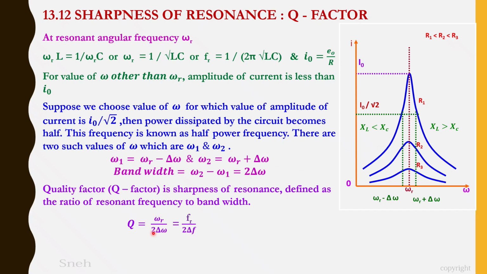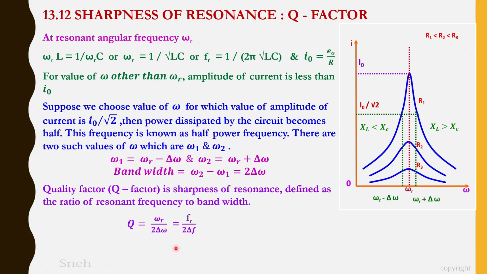Now as I have written this in terms of angular frequency, the same thing I can write in terms of frequency. Q is given by f_R, that is the resonant frequency, divided by the bandwidth. Bandwidth is 2 delta f. See here, if I write 2 pi f, here also I'll write 2 pi f_R, and here also I'll write delta 2 pi f_R. The 2 pi will get cancelled.